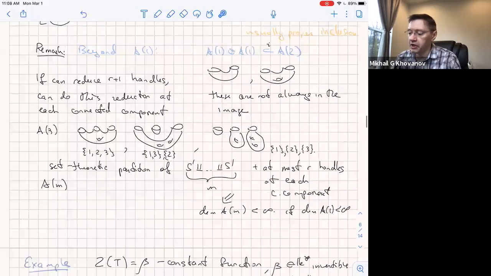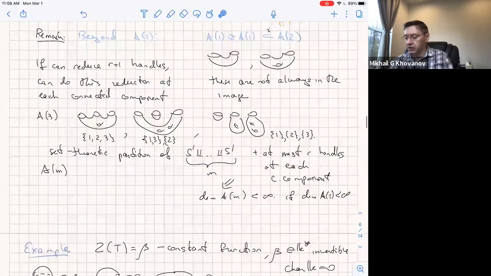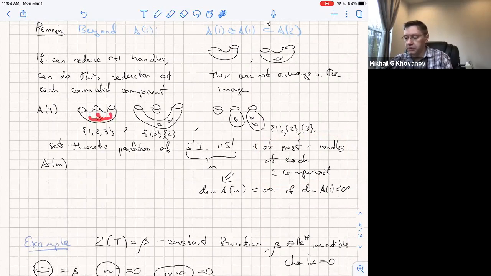And so if you already know that A1 is finite dimensional, then that tells you that you can reduce R+1 or more handles to fewer handles. And then you can always reduce so that on each component you have at most R handles, no greater than R. And once you know this decomposition into connected components, then you can get an upper bound. You can get a spanning set, just for each possible decomposition into subsets. You can put any number of handles, but at most R handles here, at most R handles here. And in this way, you get an upper bound on the size of a state space for M circles.